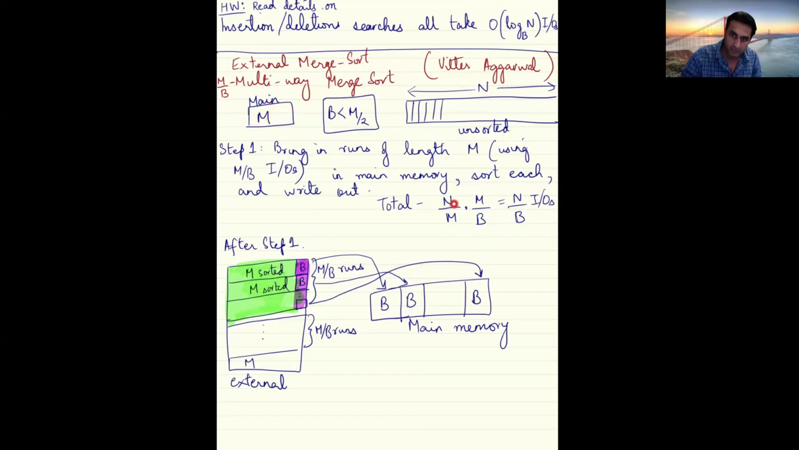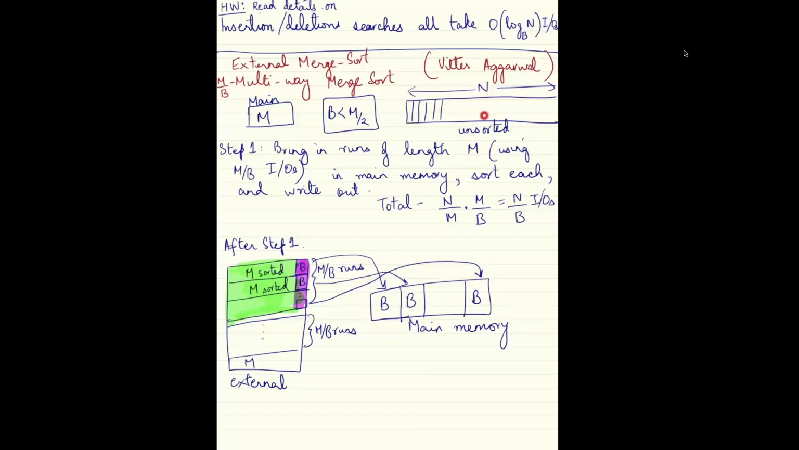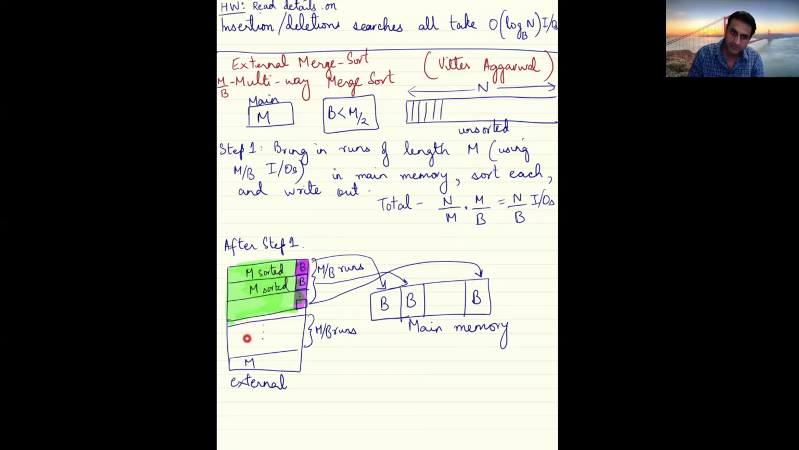And now again in M over B I/Os, you dump that memory load exactly where you brought it from. So at the end of step 1, every chunk of size M was sorted. Basically, I brought in the unsorted chunk of size M into main memory using M over B I/Os, sorted it, and then wrote it back using M over B I/Os. So technically I should put a 2 here, one for bringing it in and one for writing it.